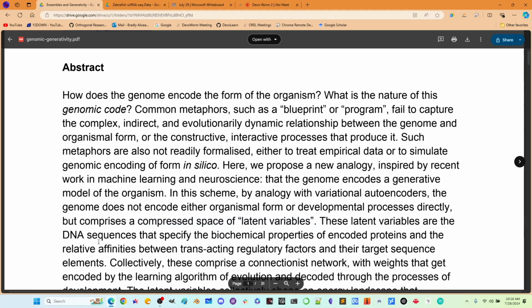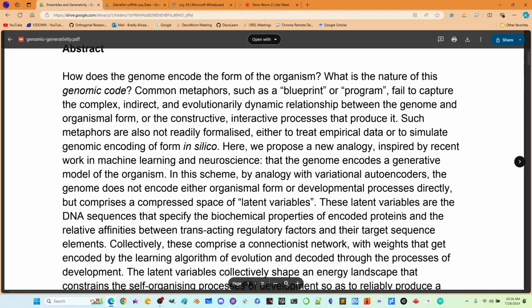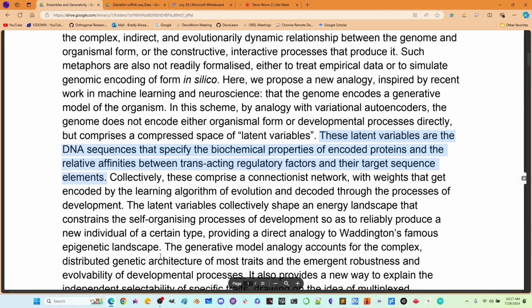These latent variables are the DNA sequences that specify the biochemical properties of encoded proteins and relative affinities between transacting regulatory factors and their target sequence elements. So this whole passage basically says that we're using DNA sequences in our latent space, but not every DNA sequence, just the ones that specify certain biochemical mechanisms, properties, etc. So we're paring down our genome to something that's functional, or something that's relevant to a phenotype. We have all these different configurations, and then we can sample from those, and select from those to get our developmental phenotypes.